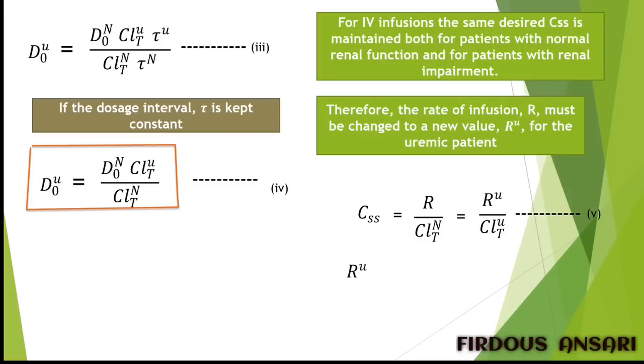So we can rearrange this equation to calculate the rate of infusion in a uremic patient, and we'll have a formula somewhat like this. Rate of infusion in a uremic patient is equal to rate of infusion in a normal individual multiplied by total clearance in a uremic patient divided by the total clearance in a normal individual. So this particular equation can be used for the calculation of rate of infusion in uremic patients. So this is how we can do dose calculation by taking drug clearance into consideration.